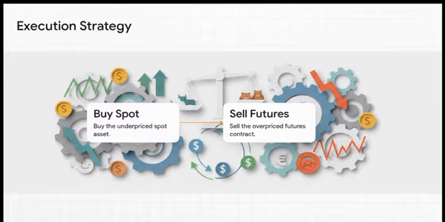It boils down to a super simple 2-step process you've got to burn into your memory. Step 1, buy the spot asset. Step 2, sell the actual futures. The ultimate golden rule for any CFA candidate looking at these setups is to figure out which side is overpriced and which side is underpriced. You always sell the overpriced side and you buy the underpriced side. Here, the futures were way overpriced, so you sell them.